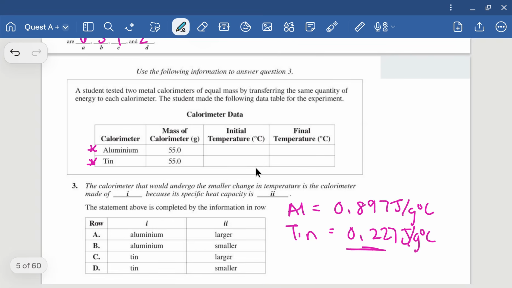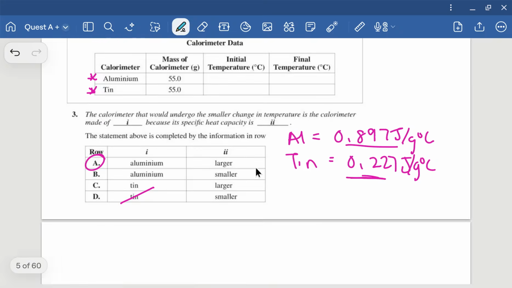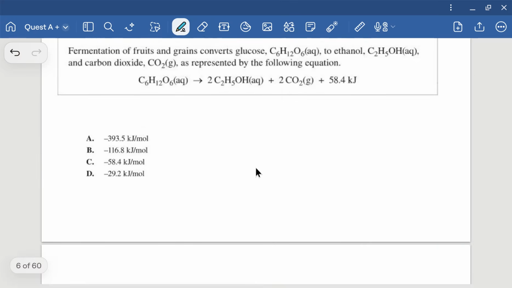So the one that would undergo a smaller change in temperature would be aluminum, because it takes more energy to heat it up, and it's because its specific heat capacity is larger. So just a bit of a theory question there.